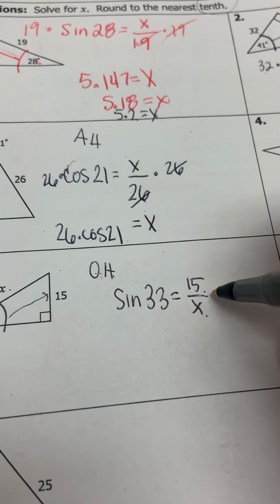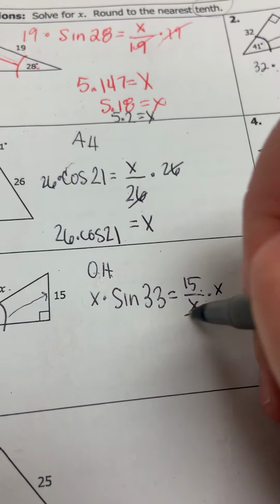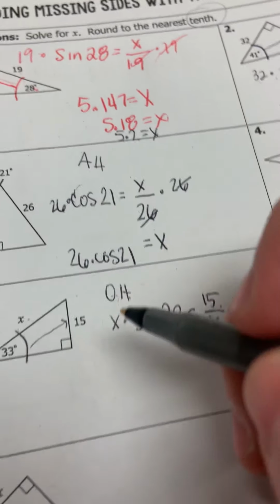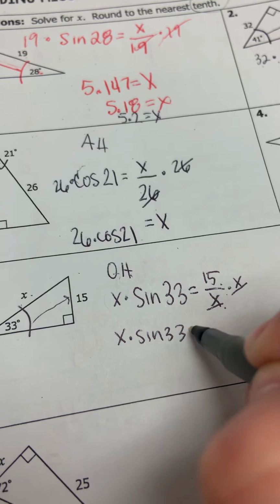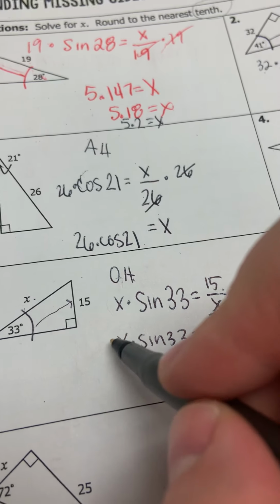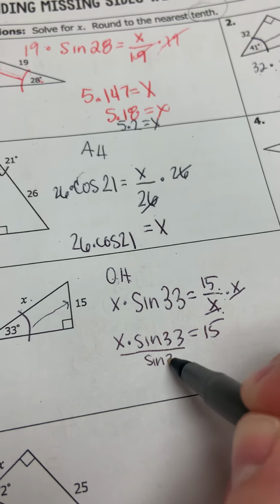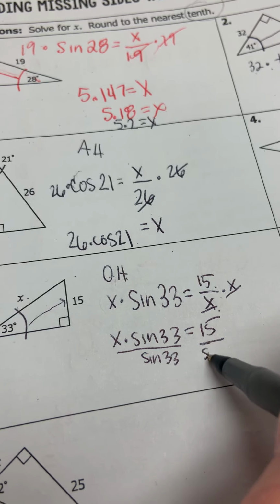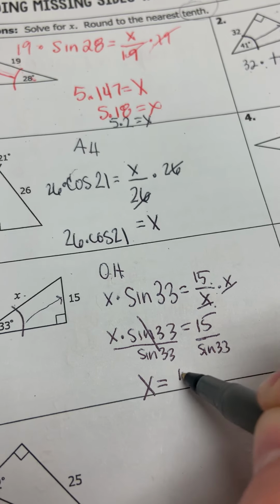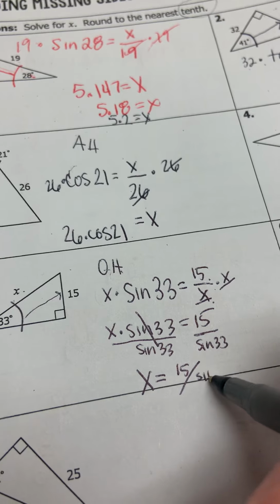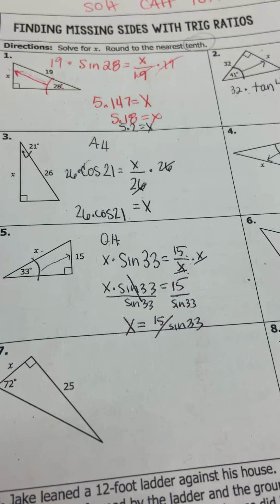So in order to get this, we're going to have a couple steps. I'm going to multiply by x on each side. So it cancels it over here. And I'll have x times the sine of 33 equals 15. But now I have to get x alone. So I'm going to divide by sine of 33 on each side. So this cancels. So in your calculator, you're going to do 15 divided by sine of 33 to get your answer for x.